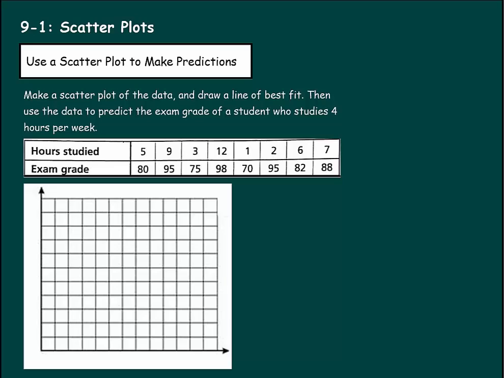Now we can use a scatter plot to make predictions. It says make a scatter plot of the data and draw a line of best fit. Then use the data to predict the exam grade of a student who studies 4 hours per week. So this is the relationship between hours studied and the exam grade. So we'll make hours studied our x-axis, and I see that the highest number is 12. So this actually does have 12 boxes, so I could just count by 1s. We'll just count by 2s actually here, every 2 boxes.